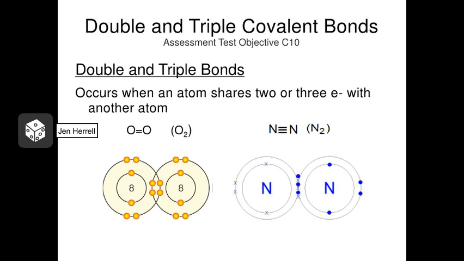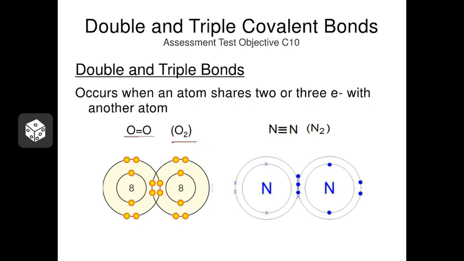Atoms can share 2 or 3 electrons with each other. If they share 2 electrons with each other, we call this a double covalent bond. And oxygen gas, O2, is a great example of that. Each oxygen atom in this molecule needs 2 electrons to be happy. So they can overlap. This one can share 2 with that one, and that one can share 2 with this one, and it helps balance them out. We call that a double bond. In the structural model, we represent that with a little equal sign between the 2 symbols. Again, this is O2 gas, or oxygen gas that we breathe.